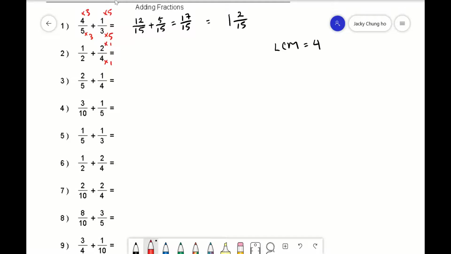For the first fraction in here, we have to get from 2 to 4. To do so, we have to multiply by 2. So 1 times 2 will become 2 over 4 plus another 2 over 4. You add them up, you will have 4 over 4, which is 1.